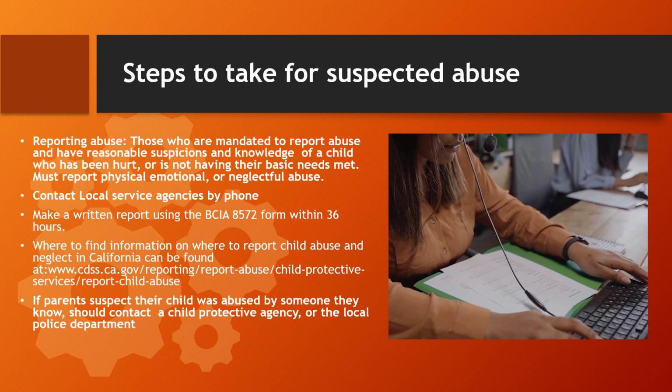If a parent or caregiver suspects that their child has been abused by someone they know, such as a family member, the parent can file a report with a local Child Protective Services agency, which will see the family so that they receive specific evaluations such as medical and psychiatric assessments.